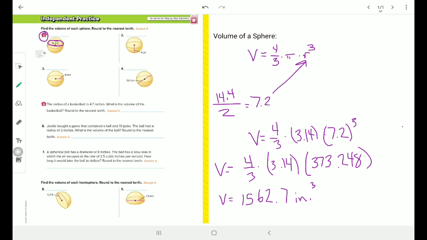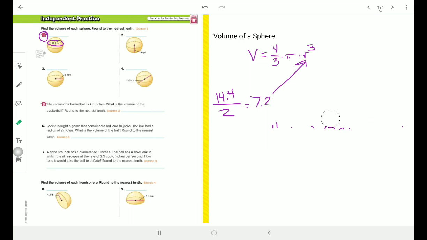On questions 2 and 3, you are already given the radius. Question 4, you're given the diameter. With questions 5 through 7, you don't have a shape to refer to. However, they give you all the information you need. Now with questions 8 and 9, those are a little bit different. Notice our sphere looks different. It's not a sphere anymore. It's only part of a sphere.